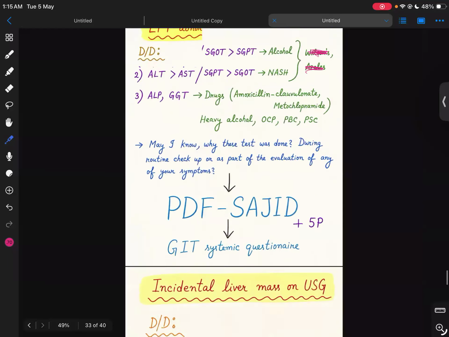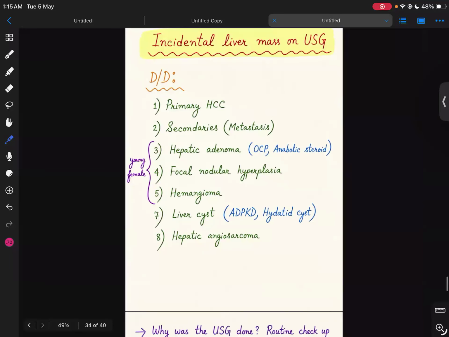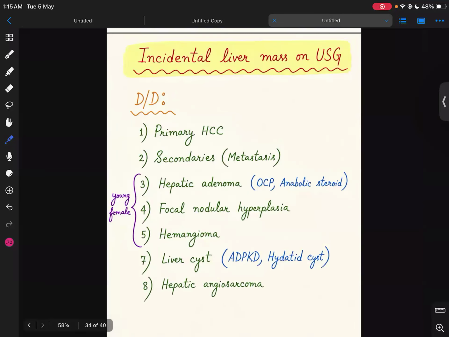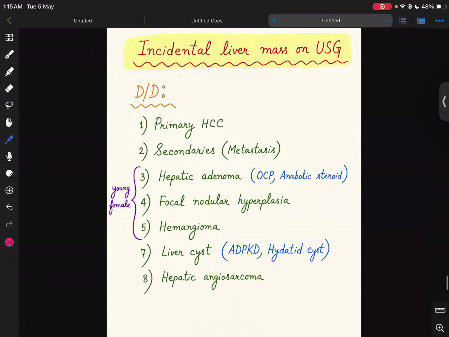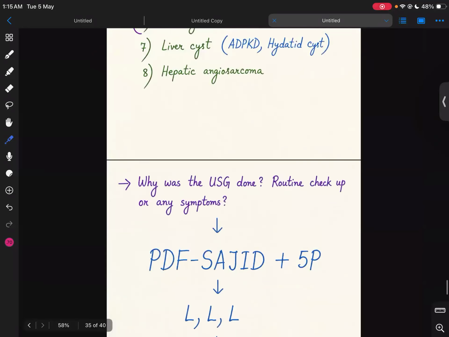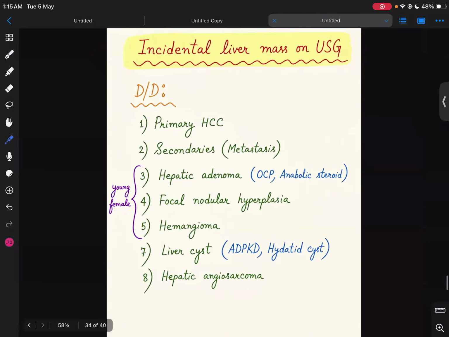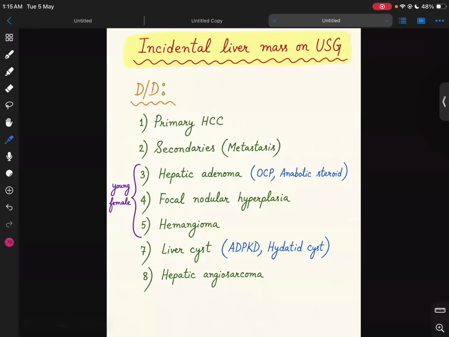That is incidental liver mass on ultrasonography. Yes, sir. Okay. This prompt came 4 years back at Kolkata. So this is a one-step prompt. Before approaching the question, it is almost the same way. We have to know what are the causes of incidental mass on ultrasonography.